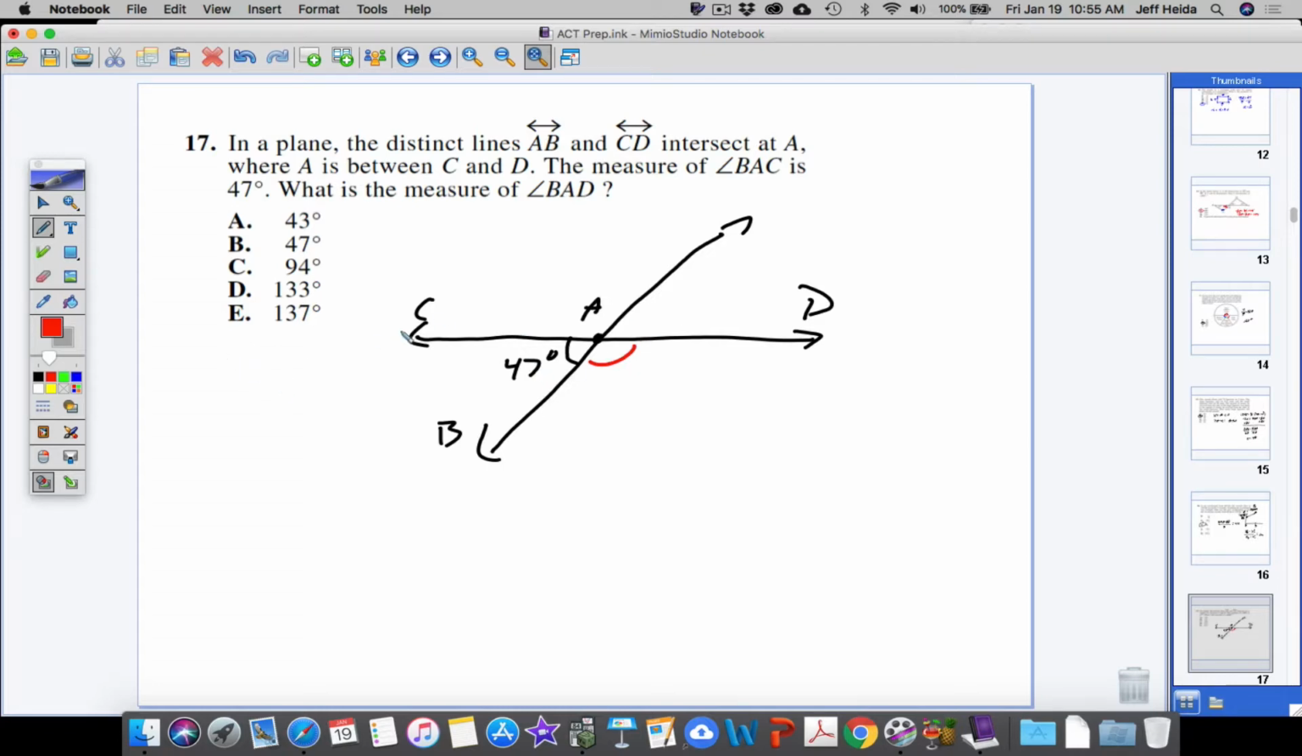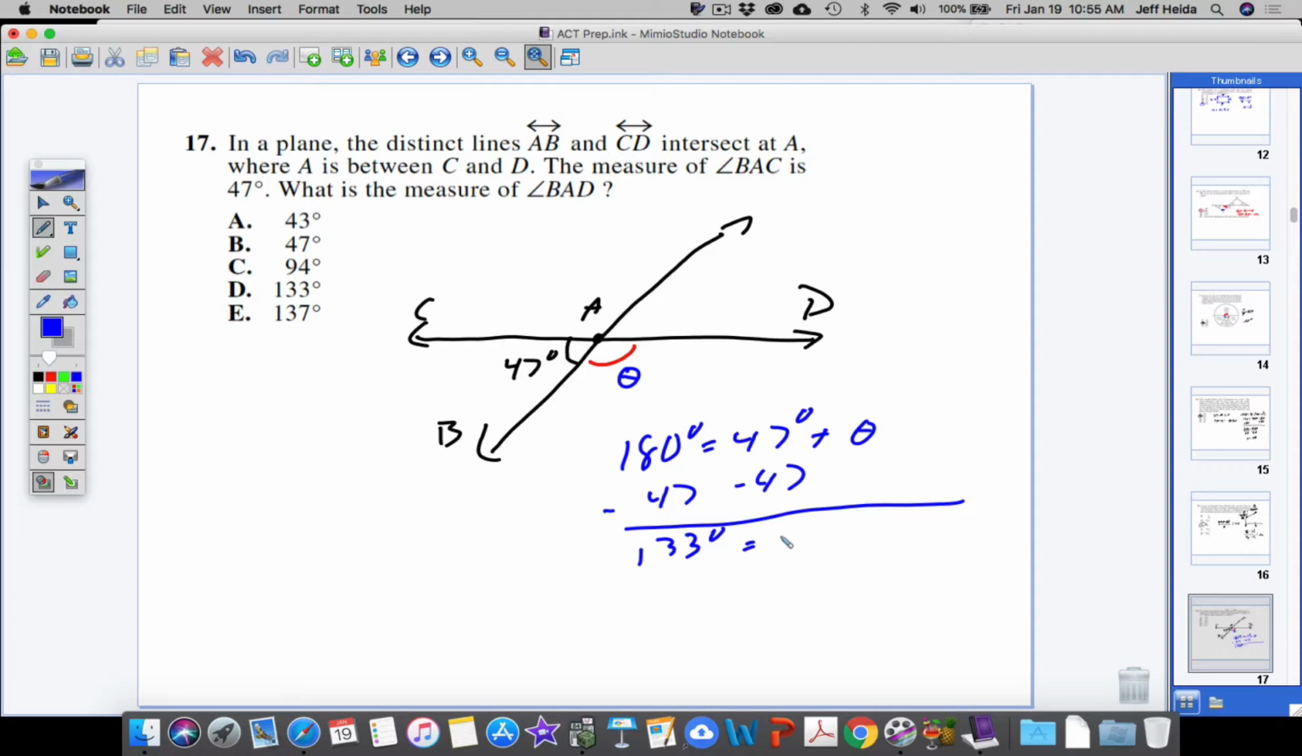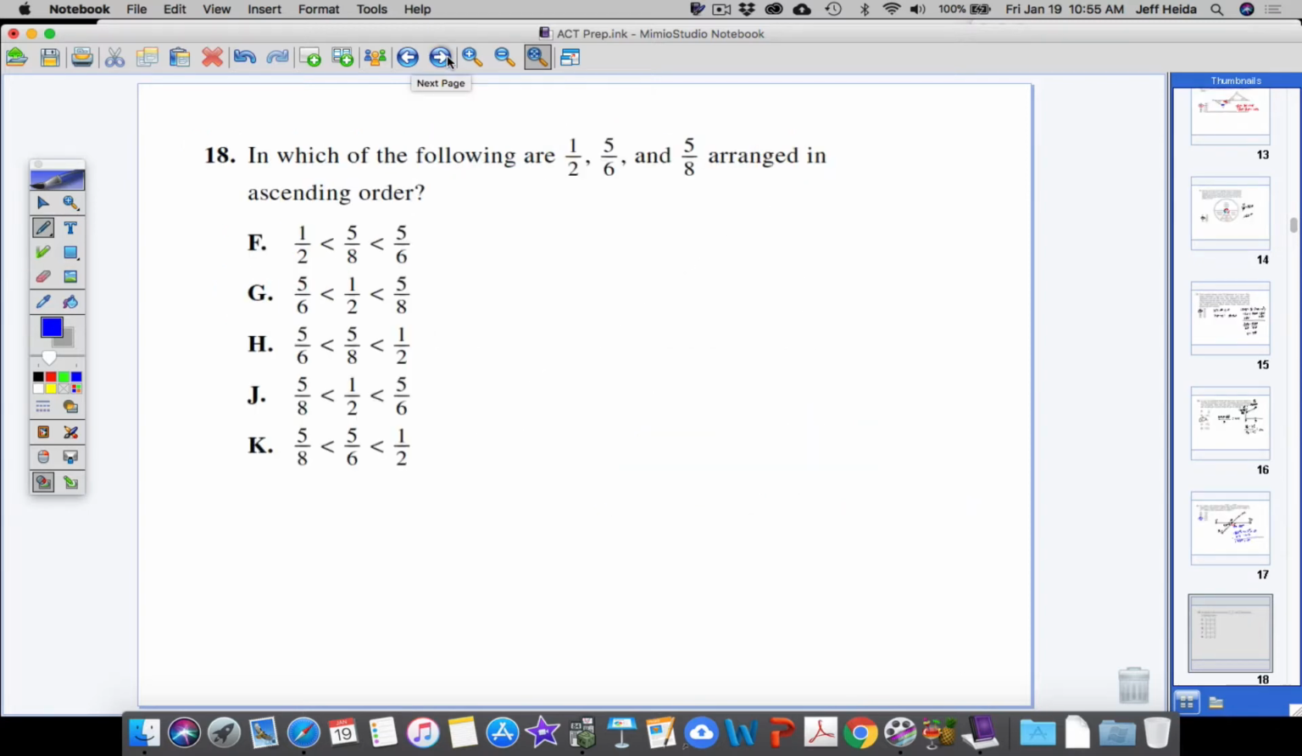These two angles together have to total 180. So we'll call that angle theta, just because theta is a fun thing to write. 180 degrees is equal to 47 degrees plus theta. So 180 minus 47 gives you 133 degrees is equal to theta. So this is 133 degrees. The answer is D.